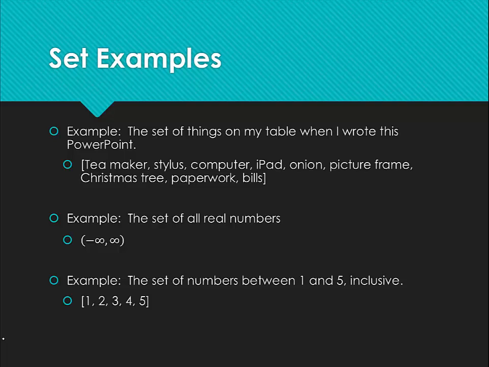So for example, the set of things on my table when I wrote this PowerPoint was a tea maker, stylus, computer, iPad, onion, picture frame, Christmas tree, paperwork, and bills. All of these things were on my desk at the time I wrote this PowerPoint, so that is a set of things that were on my desk.